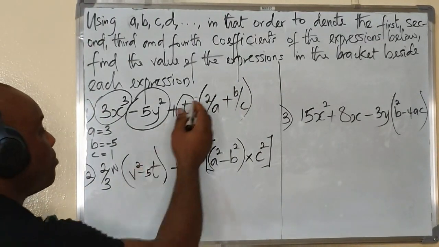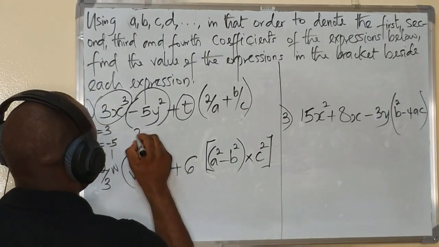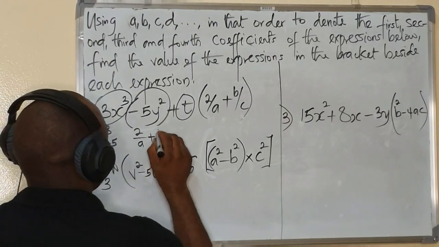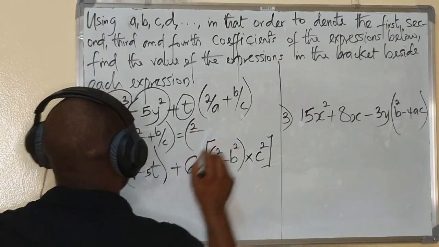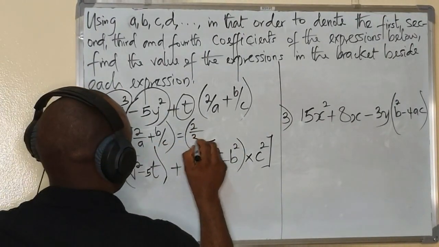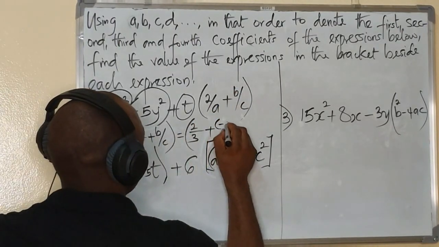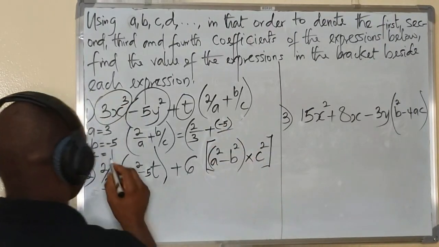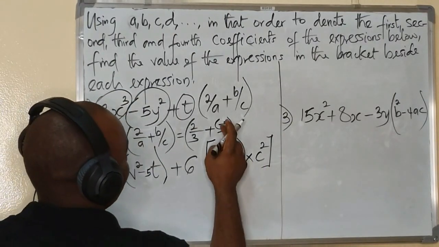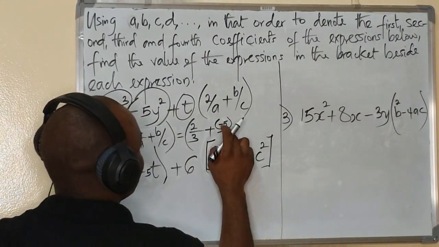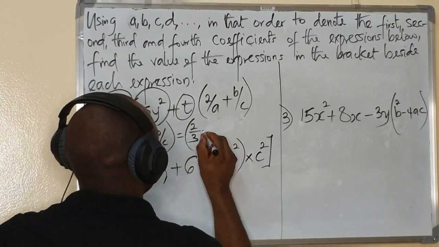So 2 upon A plus B upon C will be the same as 2 upon, what's our A? Our A is 3. Write it down. 3 plus, what's our B? Our B is negative 5. Negative 5 upon, what's our C? Our C is 1. So we can easily simplify this as negative 5 divided by 1 is negative 5. And negative times positive is negative. Therefore, this full part can be represented with just minus 5.